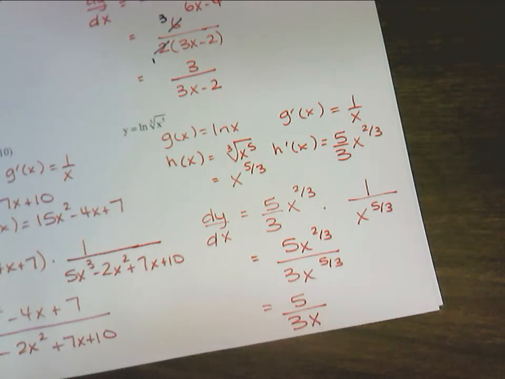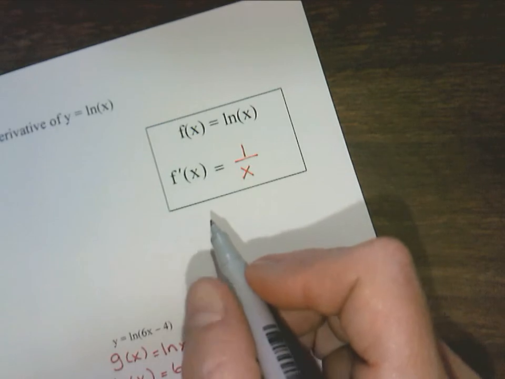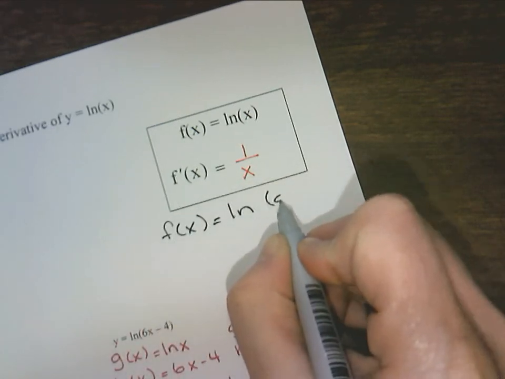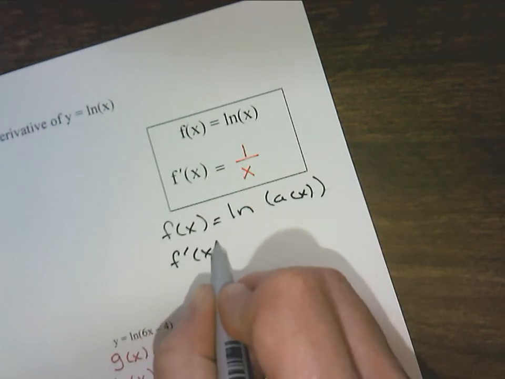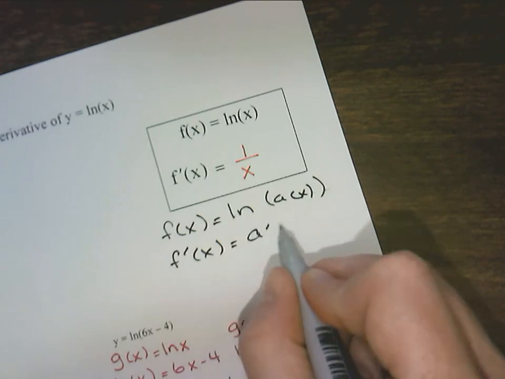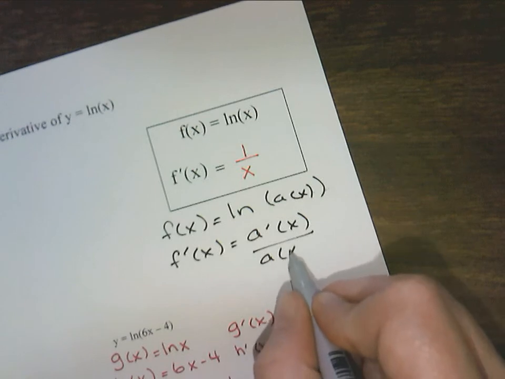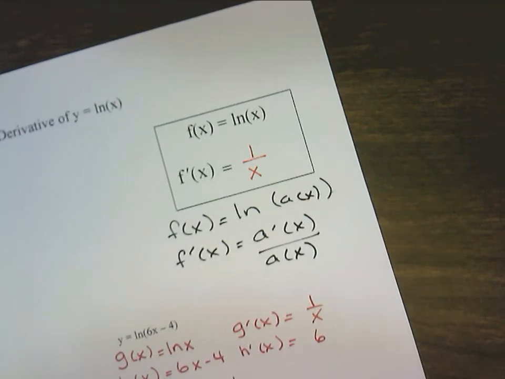Now we can pull together and come up with a formula or a shortcut that might help us. So if we look at the pattern, what seems to be happening is if we have the function f of x equals ln of some function a of x, the shortcut is f prime of x equals a prime of x, so the derivative of this, all over a of x. And we can use that when we look at the second page.